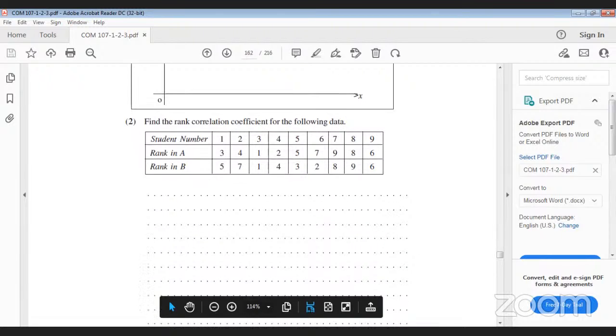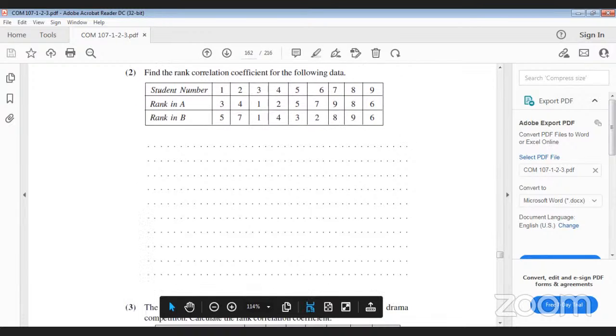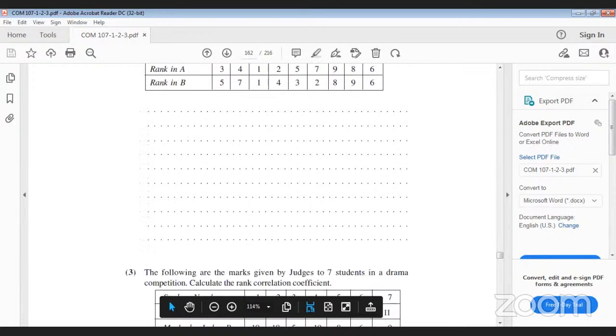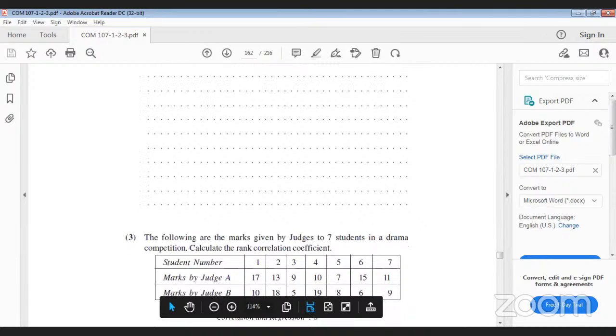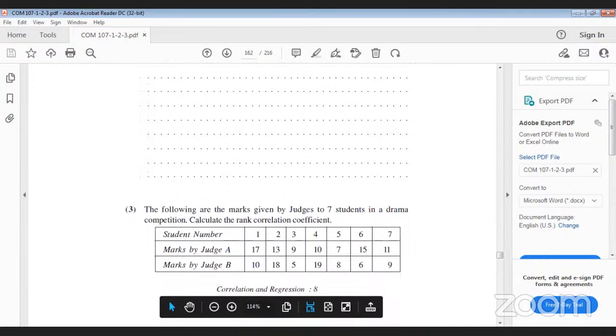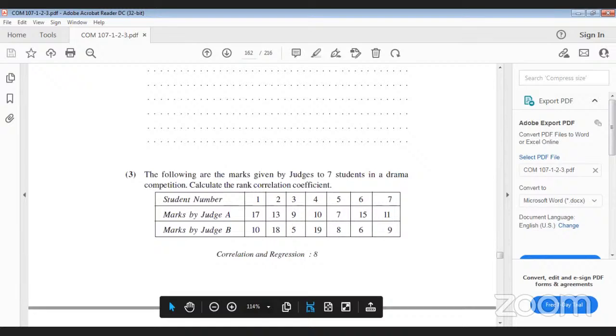Then you will find the third question given here. The following are the marks given by judges to 7 students in a drama competition. Calculate the rank correlation coefficient. The students' numbers are first, second, third, fourth, fifth, sixth, and seventh. That is n is equal to 7.